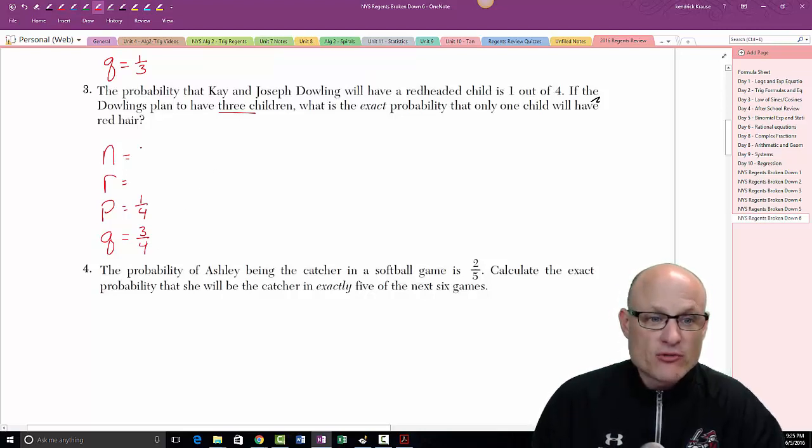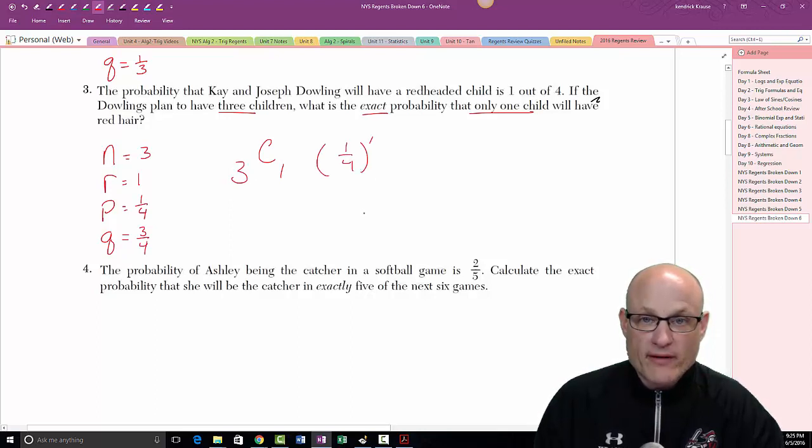They're going to have 3 children, and we want exactly 1 child to have red. So we're going to do 3 choose 1. What we want to happen is 1/4, and we want to only have 1 of those. If there's 1 of those, then there's got to be 2 of these, because these have to add up to the 3 kids that we're going to have.